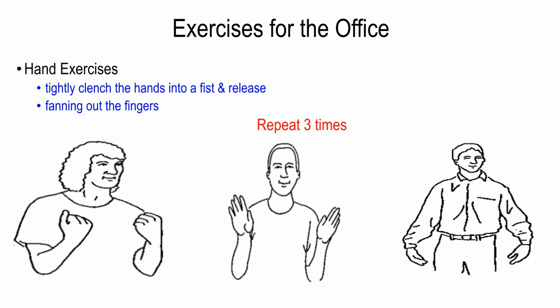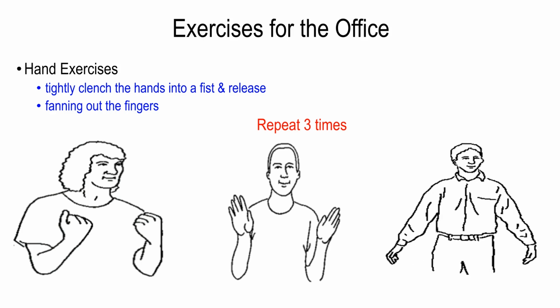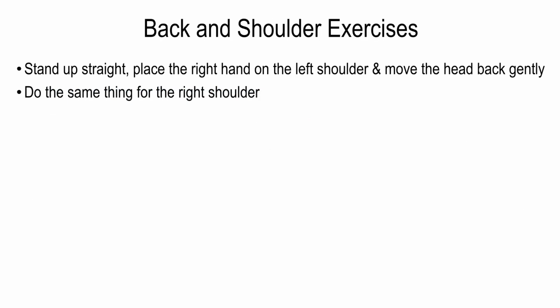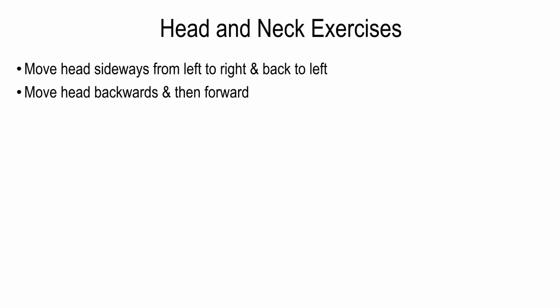This concludes the video on ergonomics and occupational disease surveillance. Let's review some back and shoulder exercises. Stand up straight. Place your right hand on your left shoulder and gently move your head back. Repeat the same movement for your right shoulder. For head and neck exercises, move your head sideways from left to right and back to left. Then, move your head backward and then forward.